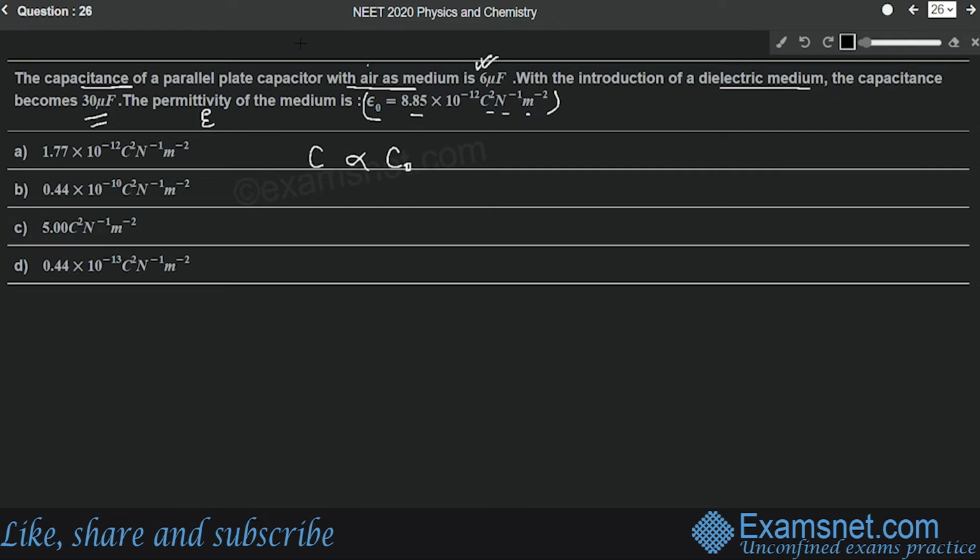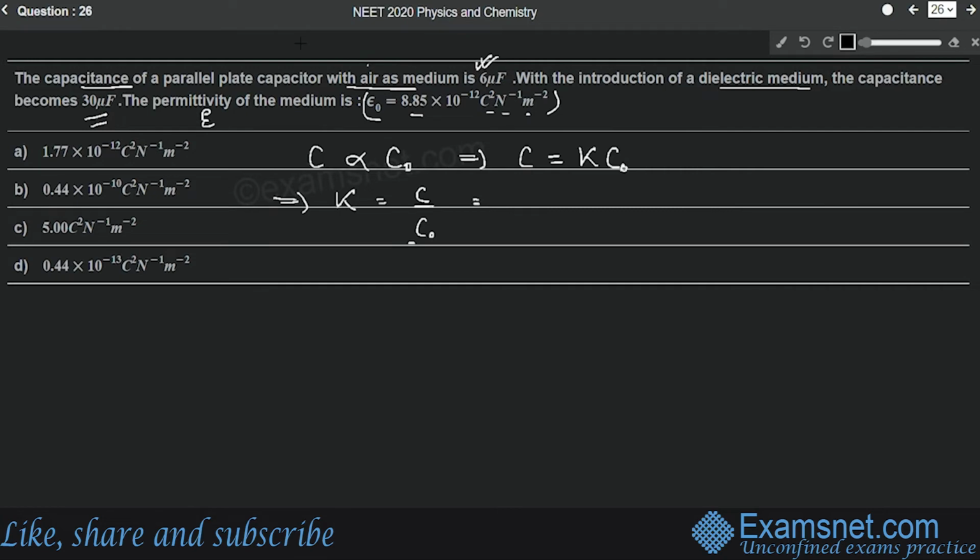That is C naught. So we can write that the capacitance with dielectric medium is equal to the constant K into C naught. Okay, so C naught is the capacitance with air as medium. So what will be the value of K? K will be equal to C divided by C naught. So we can say that K is the ratio of capacitance with dielectric medium to the capacitance with air as medium.